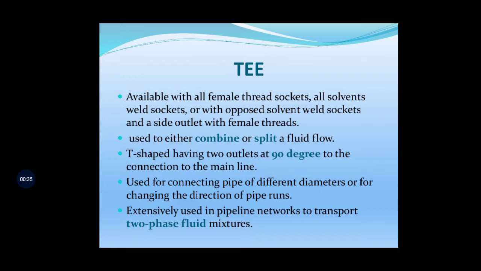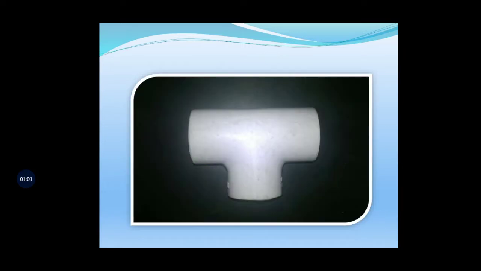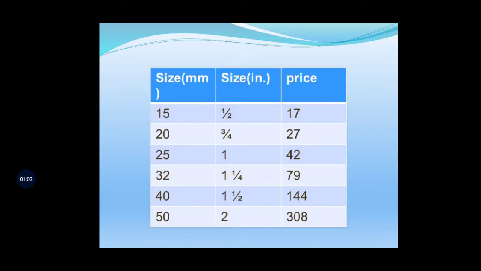Now, as I said, a tee is used when you want to mix two different fluids together. The tees are prepared in a T shape having two outlets at 90 degrees to the connection to the main line. So when you want to change the direction of piping by 90 degrees, you can also use a tee. This is the picture of a tee. These are the sizes and prices.